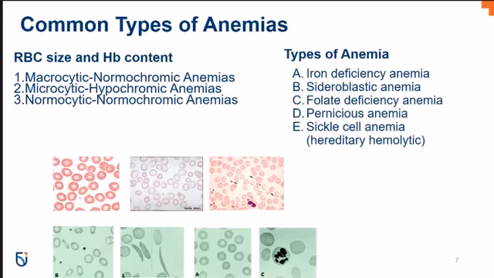Here are some different types of anemia where we're going to be classifying the anemias based on their red blood cell size and their hemoglobin content. So we have macrocytic normochromic anemia, which means that the red blood cells are larger than normal, but the hemoglobin content is normal. We have cells that are microcytic hypochromic, meaning that they're smaller than normal cells and have a less than normal amount of hemoglobin. And then there are anemias that are considered normocytic normochromic, where they have the normal size, the normal hemoglobin, but they're still part of an anemia, and I'll explain why shortly.